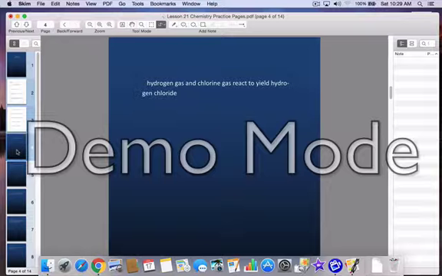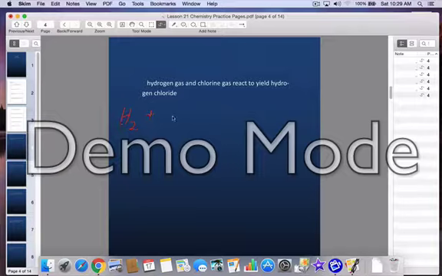Hydrogen gas and chlorine gas react to yield hydrogen chloride. So the first thing we have to do is to write the reaction. Okay, so we have hydrogen gas, and that's going to be one of those diatomic gases. So we're going to have hydrogen gas, H2. The "and" tells us to write a plus, and I'm going to write these kind of spread out in order to help me when I go to balance the reaction here in a minute.